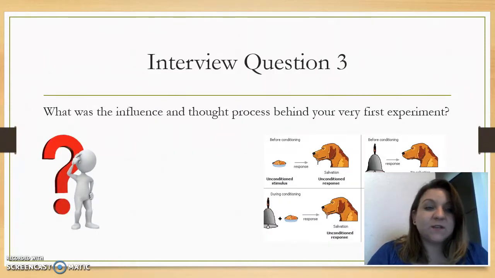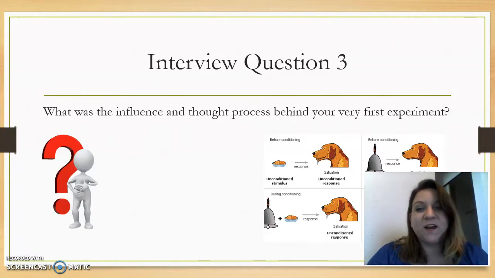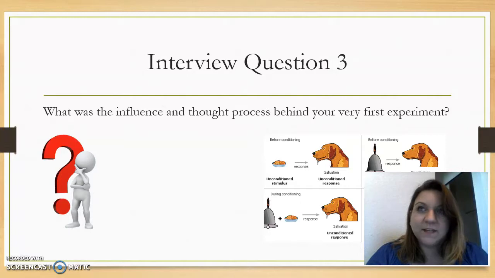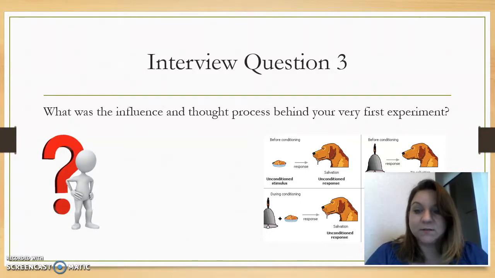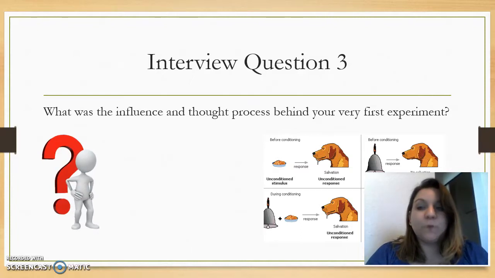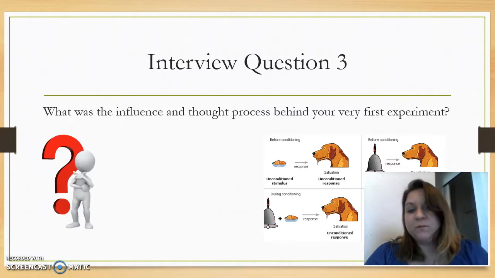The third interview question is, what was the influence and thought process behind your very first experiment? So, as we had mentioned, Philip Hineline liked to take the ideas of different behavior analysts and create his own experimentation off that. Like for his avoidance, he used Sidman's avoidance conditioning and combined it with Pavlov's conditioned behavior with aversive stimuli, and went more in depth into his own spin on avoidance conditioning by taking out that stimuli, but still using the same principle of providing shocks.